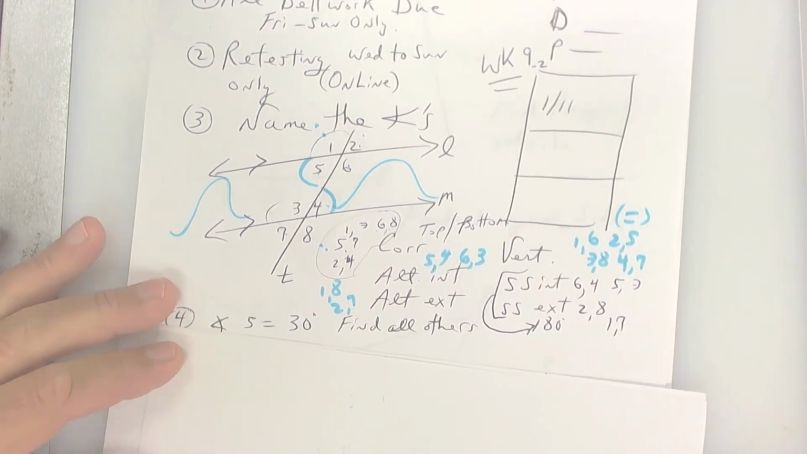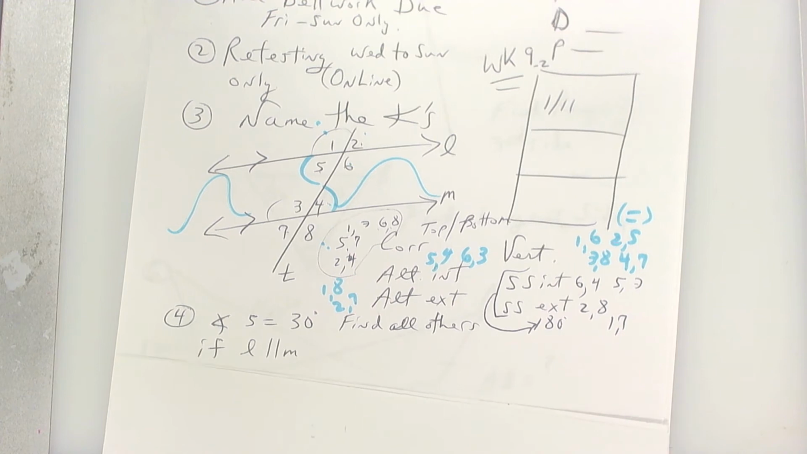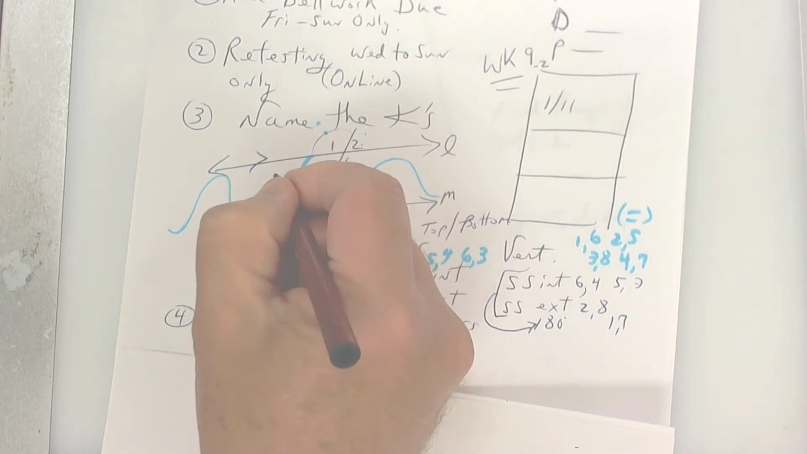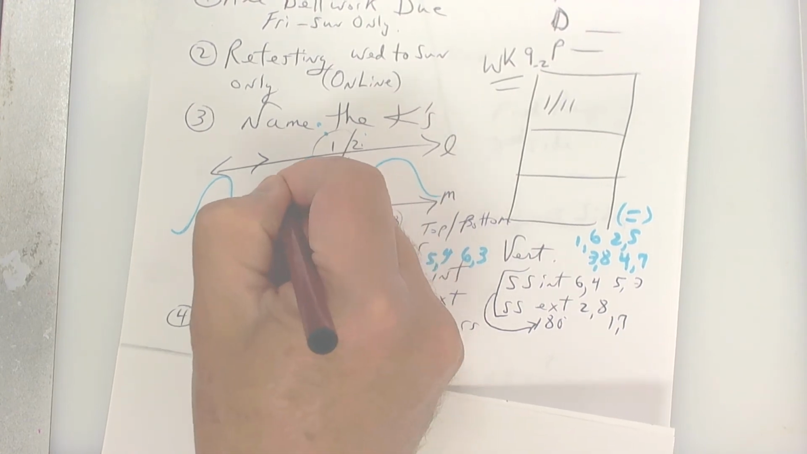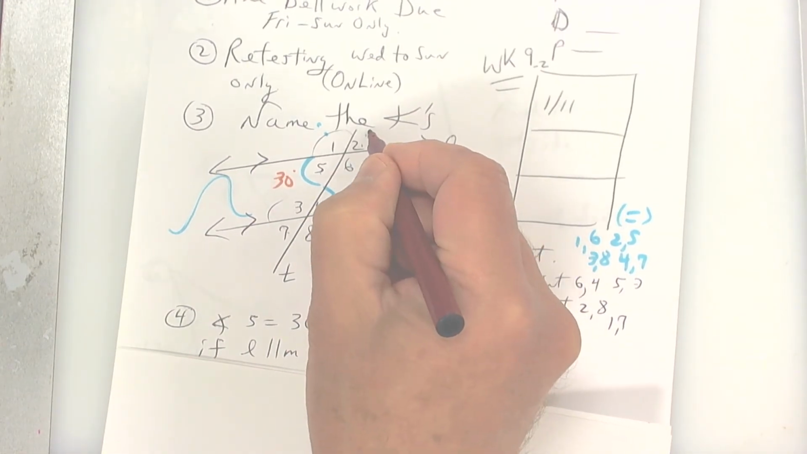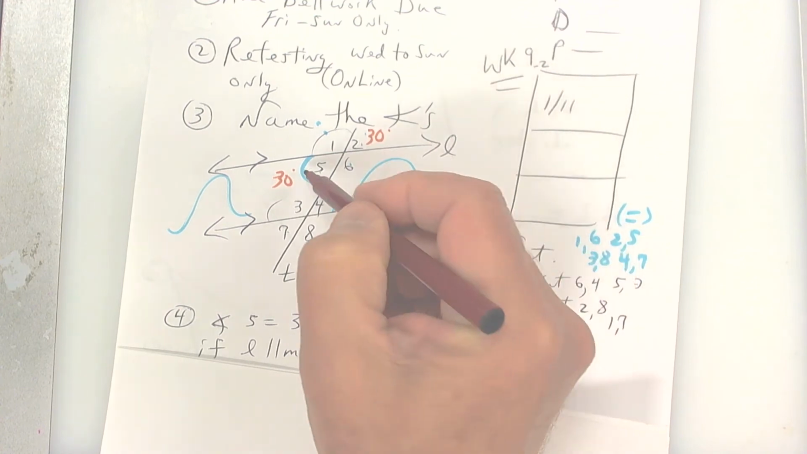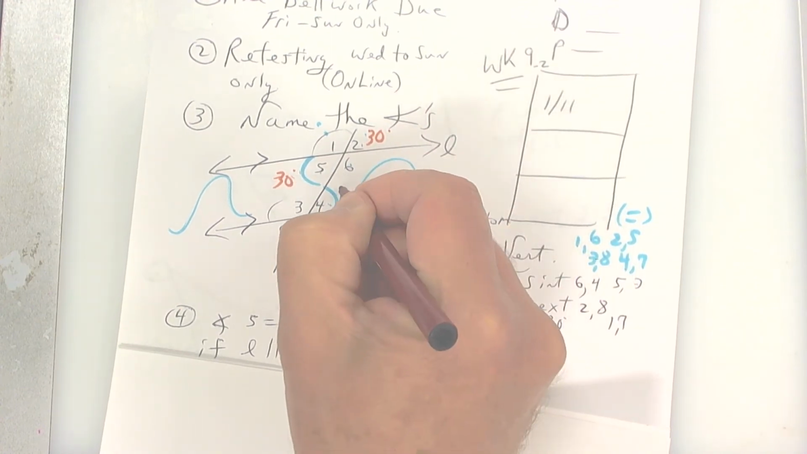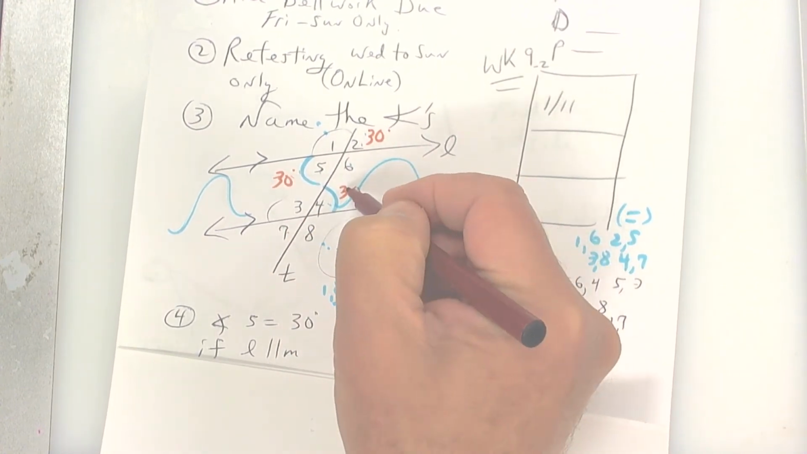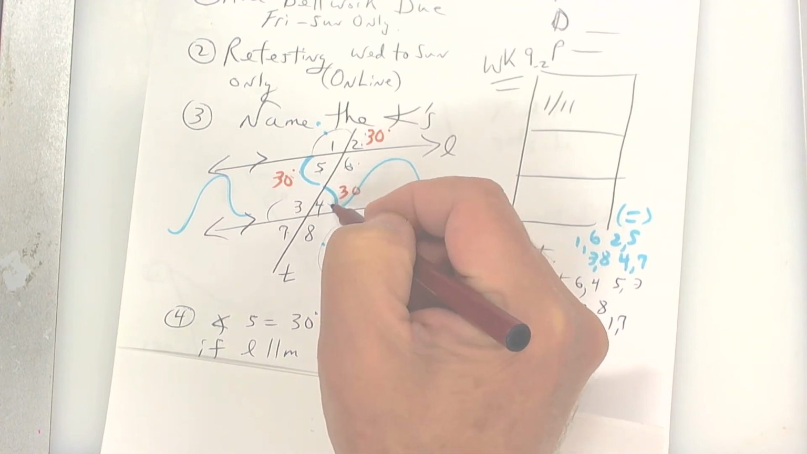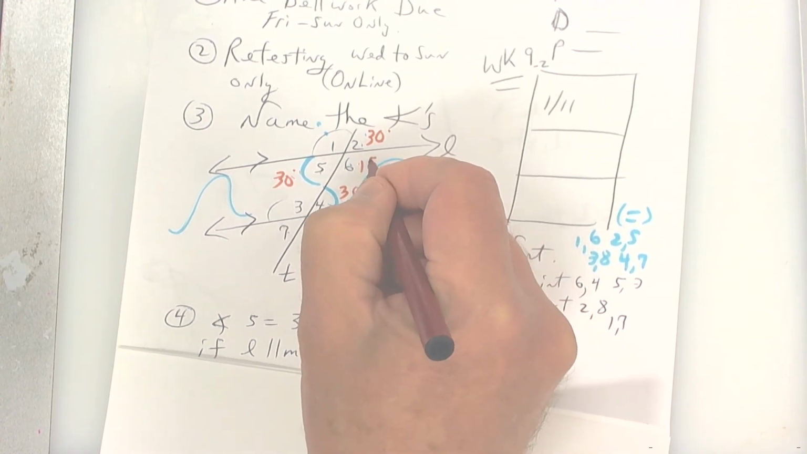So let's take a look. If angle 5 is 30 and the lines are parallel, now the lines have to be parallel in order for all of these to be equal. Okay, make sure you know that. So take a look here. Angle 5 is 30, so put 30. Well, vertical straight across, that's always equal, so put 30. Alternating interior equal, so put 30. These two are supplementary. They're same side interior, so this has to be 150.